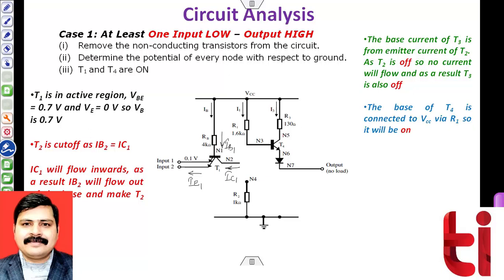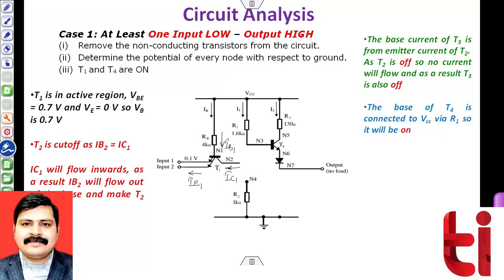Now our goal is to find the value of the output voltage over here. Now you can check transistor T4. This transistor T4 is on, as you can see the base terminal is connected to the power supply VCC through one resistance R1. Just because of this VCC and this particular resistance, my transistor T4 will be on. And if this transistor T4 is on, then we can easily calculate the value of the output voltage.